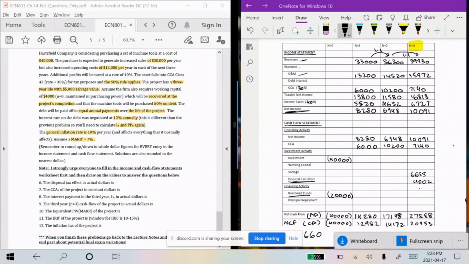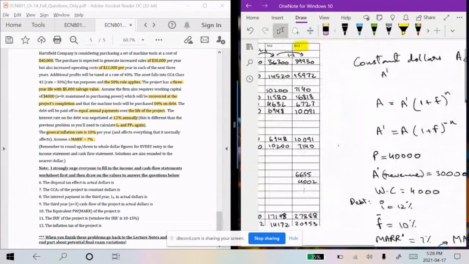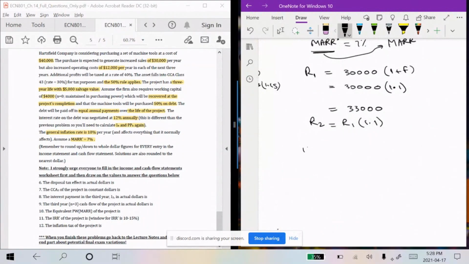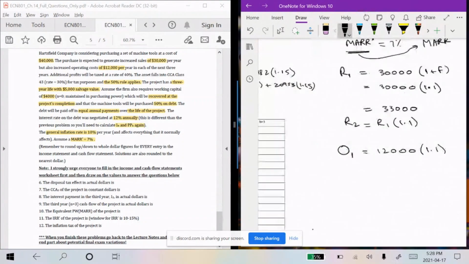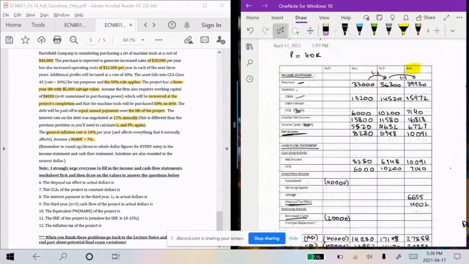Next, for the operational and management costs, they say the operating costs are $12,000 per year. We need to inflate that because that is again in constant dollars. So the operating cost in year 1 equals 12,000 times 1.1, which is 13,200. Then you multiply this by 1.1, and again by 1.1, and you get the operating costs in each of the three periods.